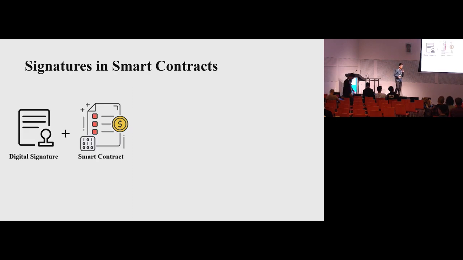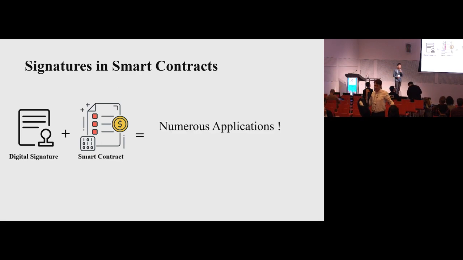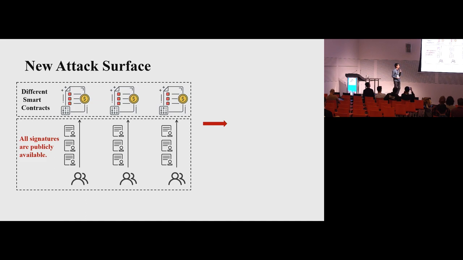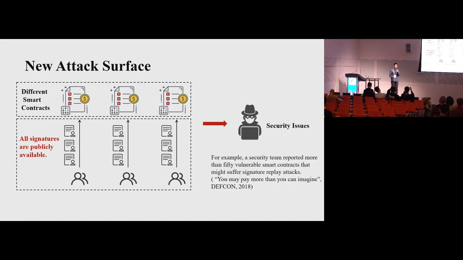Signatures have been widely used in smart contracts for on-chain identity authentication and access control. They have spawned numerous applications and also attracted extensive attention from the community. However, while bringing innovations to smart contracts, they also face a new attack surface. Due to the transparency of the blockchain, all signatures as well as their senders, receivers, and the verification logic in the receiving contract are publicly available. This introduces fairly strong adversary capabilities and has caused new security issues.